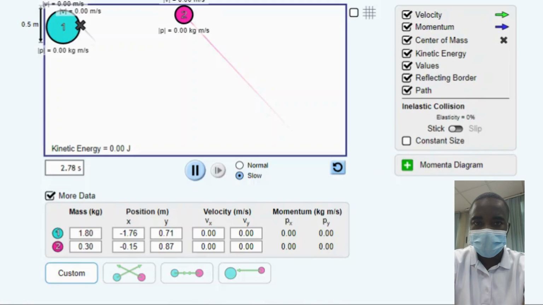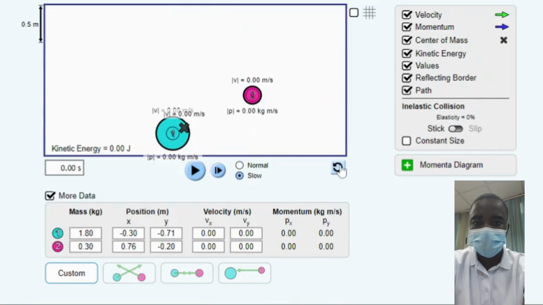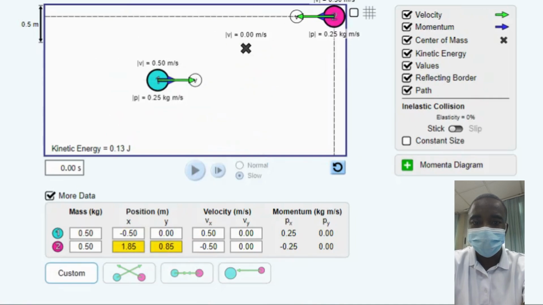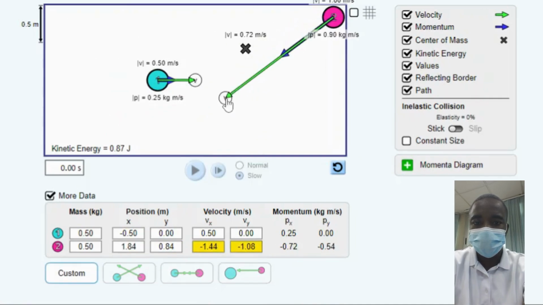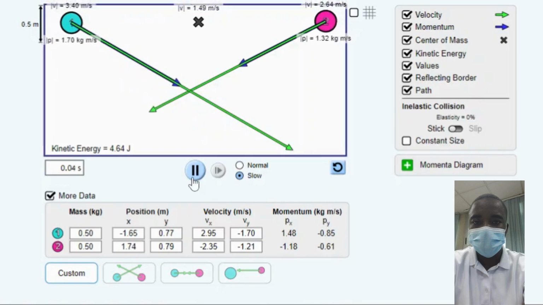The inelastic collision simulation is a valuable tool for teaching and learning about the principles of inelastic collisions in 2 dimensions. By providing an interactive, visual, and comprehensive platform, it helps students understand the fundamental concepts of inelastic collisions, including the conservation of momentum, the loss of kinetic energy, and the dynamics of perfectly and partially inelastic collisions.